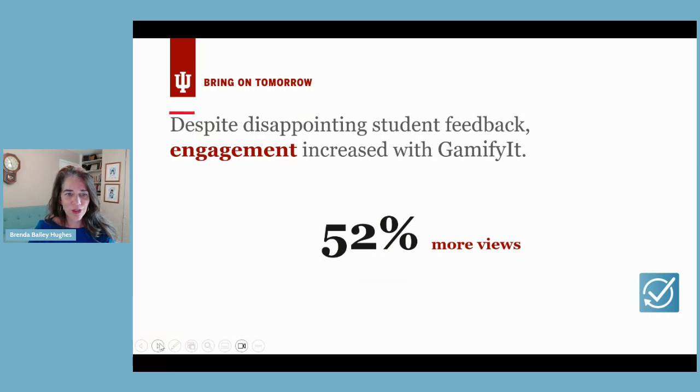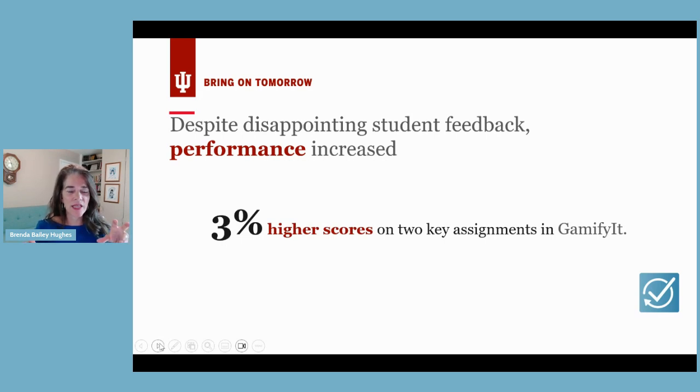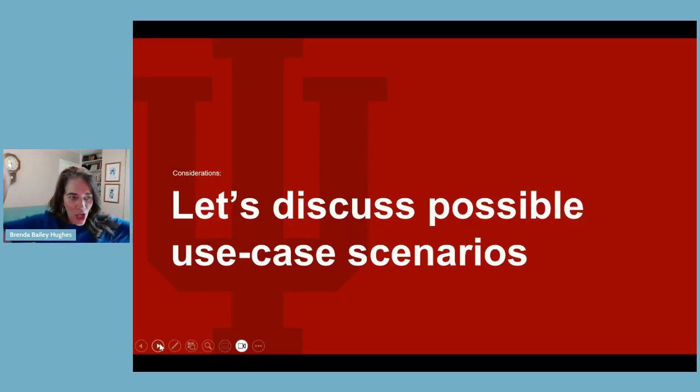So despite disappointing student feedback, engagement actually increased. And so then I had evidence that students were actually viewing various resources in the course site 52% more in the gamified version than in the traditional version. And not only that, I find that they had a little bit of performance increase. So 3%, they demonstrated 3% higher scores on 2 key assignments in the gamified version. And so you see the little check mark because this is how I'm drawing the conclusion. Of course, those check marks weren't on the actual slides. Those are just to help you see where we are in the story between characters, context, conflict, and conclusion.